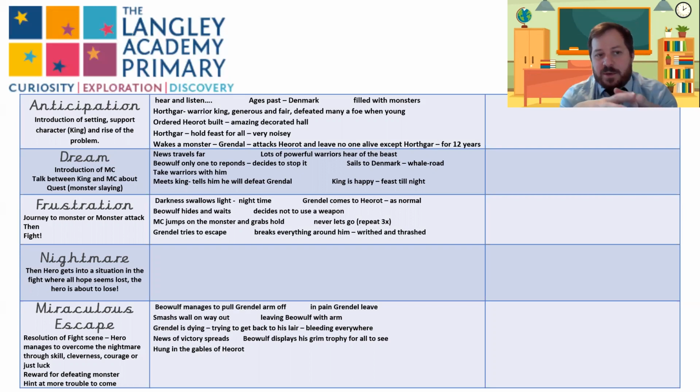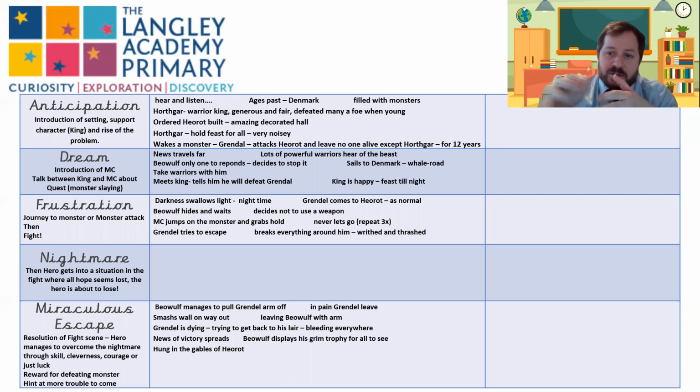So the first thing we've got is anticipation, the introduction. So we've got hear and listen well. We know it's set in ages past in Denmark and filled with monsters. We've got the introduction of our support character, which is Hrothgar, the warrior king. He's generous and fair and defeated many foes when he was young. He built Heorot, which was an amazingly decorated hall, a mead hall. Hrothgar holds a feast for all. It's very noisy. And that wakes the monster Grendel, which attacks Heorot, leaving no one alive and this continues for 12 years.